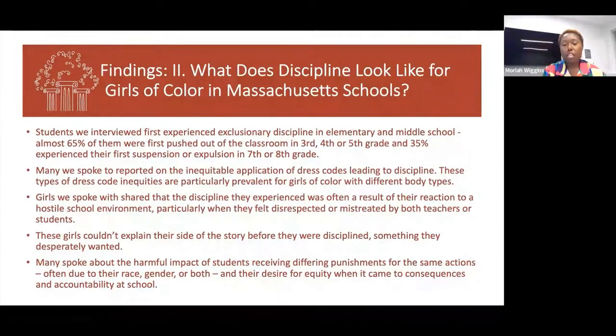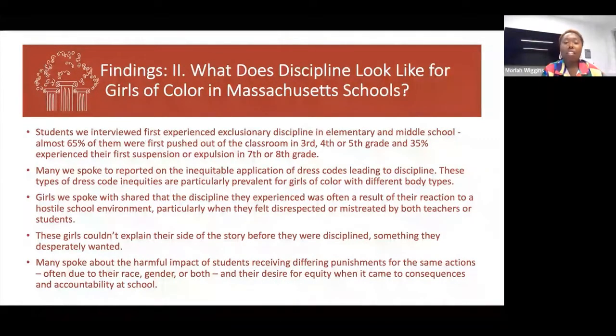Okay, and this was another subsection of the findings that we had, really looking into what discipline looked like for students in their schools. One thing that I was a little surprised by was that a lot of students experienced being removed from the classroom, or suspension, at a very young age. 65% of those students were pushed out of the classroom in 3rd, 4th, and 5th grade, and 35% experienced suspension or expulsion in 7th or 8th grade.